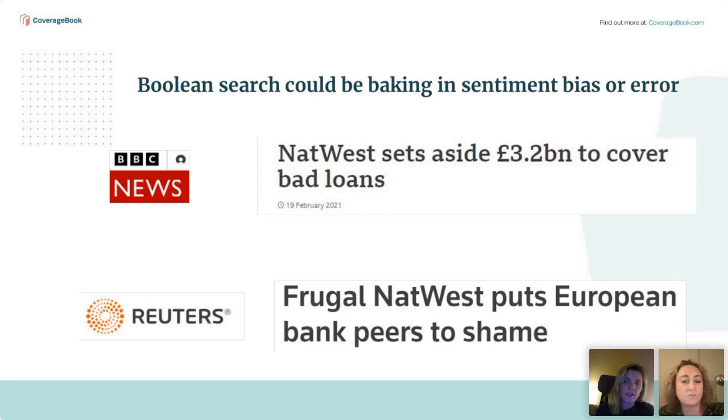Just the words that you can be using around that Boolean could be baking in sentiment bias or error. What we do with some organizations is literally we do have to have humans filtering through, because humans can understand the context of these headlines and realize that they are actually relevant to the financial results reporting. But that's a difficult thing to program into the computer at the beginning, because you don't know what the words are going to be in the news headlines.